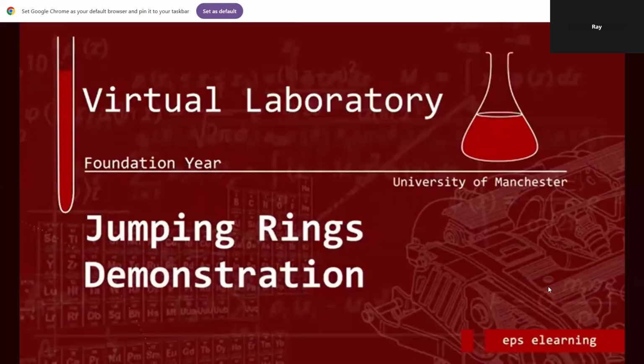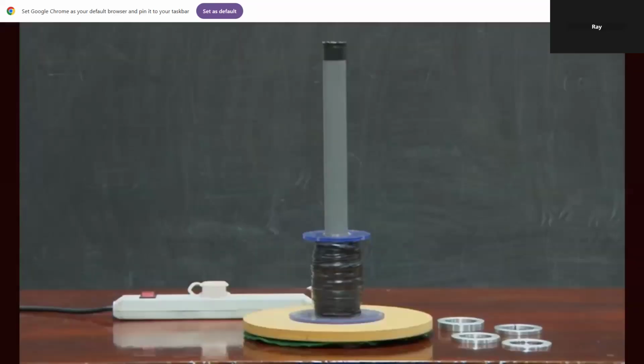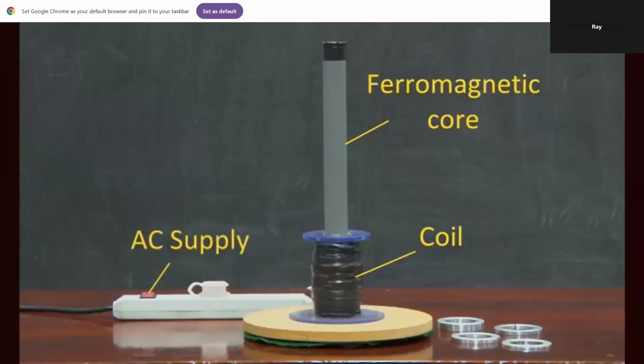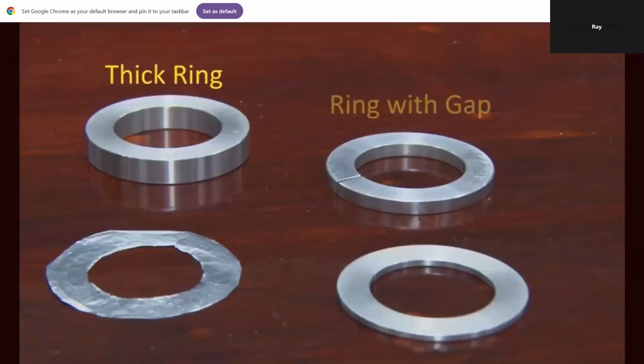This clip is a demonstration of Faraday's law of electromagnetic induction and Lenz's law. The equipment consists of a coil of copper wire, a ferromagnetic core extending out from the centre of the coil. The coil is connected via a switch to a 240 volt 50 Hz AC supply. There are several aluminium rings of different thicknesses.